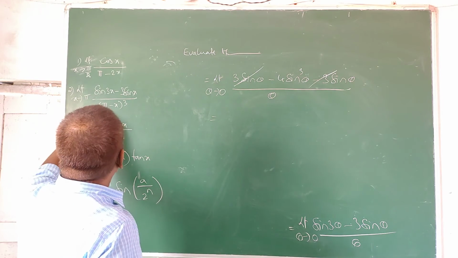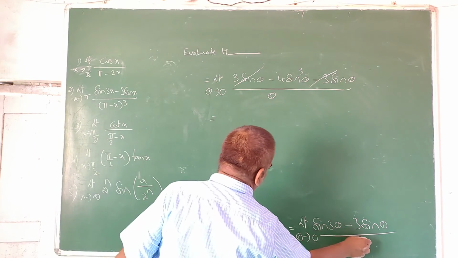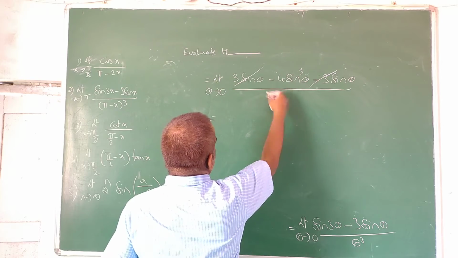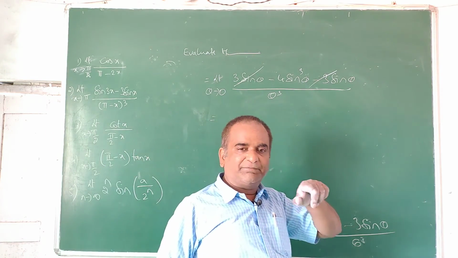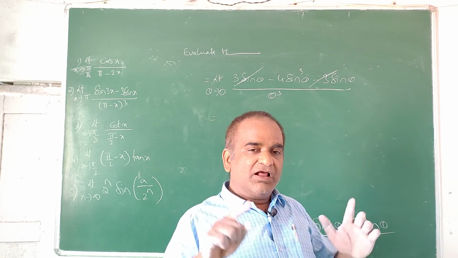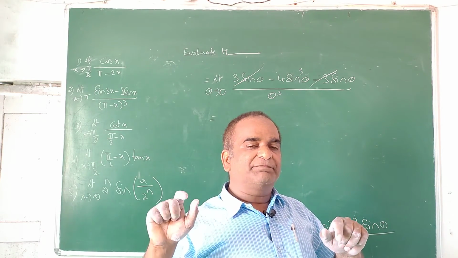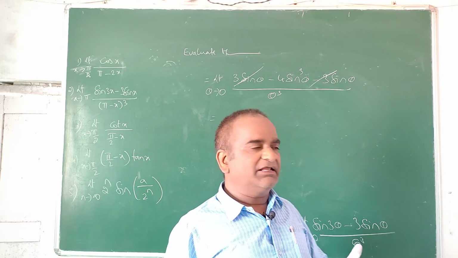And in the question, it is pi minus x whole cube, so here theta cube will come. In the denominator, there is pi minus x whole cube. Have you seen that? Pi minus x is theta, so it is theta cube.